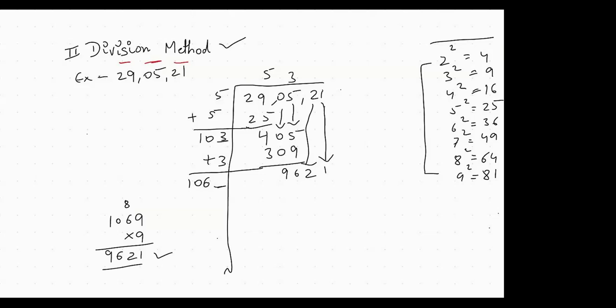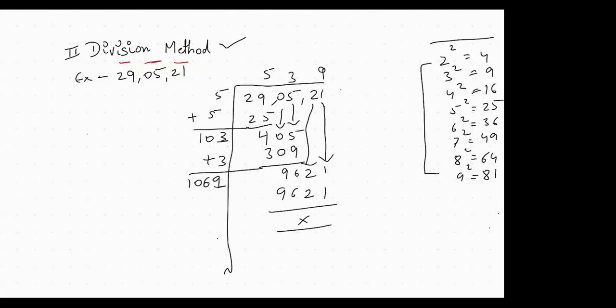Put 9 here and write 9621 here. Cancel, you'll get 0. And 9 at the top also. So 539 is my number, which is the square root of 290521. 539 into 539 will give me 290521.